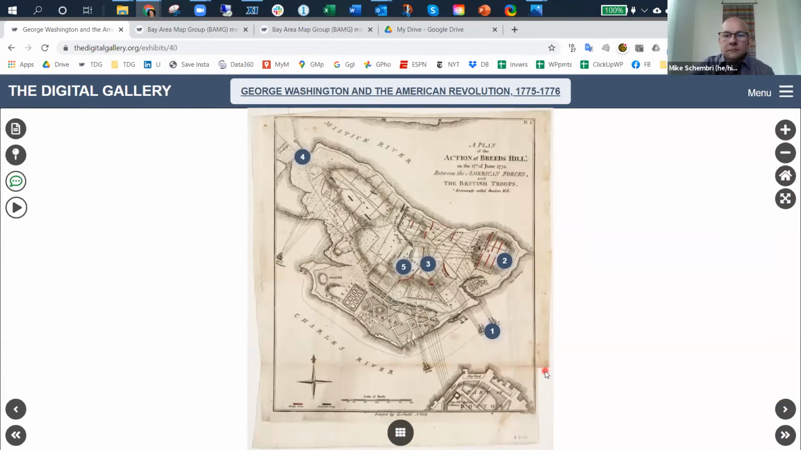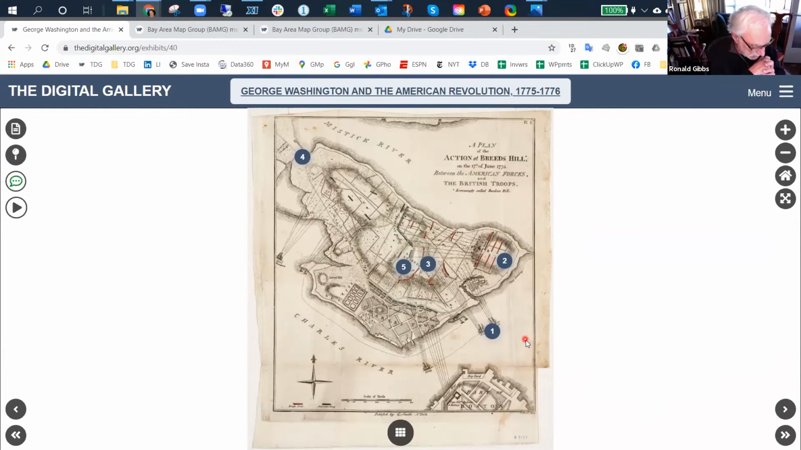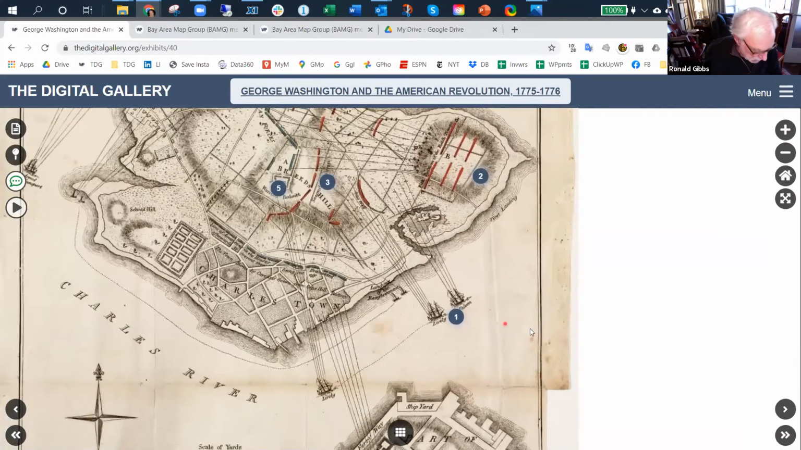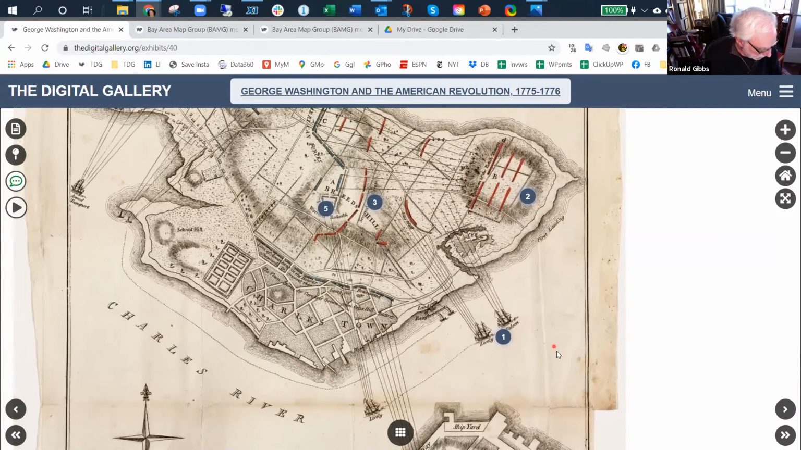And this is a map called the Plan of Action at Breeds Hill, where the battle actually took place. It's come down to be known to us as the Battle of Bunker Hill. There are several versions of this map. This is actually a later one published in 1797 in New York. And this also comes from the Leventhal Map Center at the British Public Library.